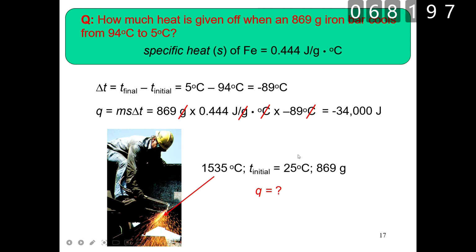So here you can use the same equation, okay? Also you can use this equation. So in this equation, we know the mass, right? And the temperature.